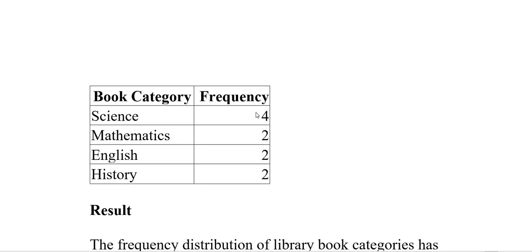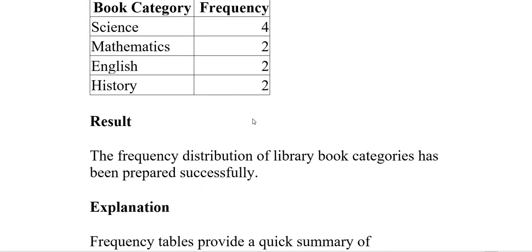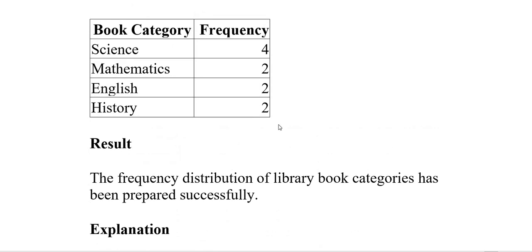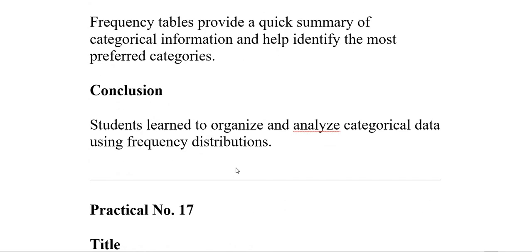So what will be our output? This is the frequency table. Science 4. Similarly, this is the result we will get after preparing the frequency table. A frequency table provides a quick summary of categorical information and helps identify the most preferred categories.